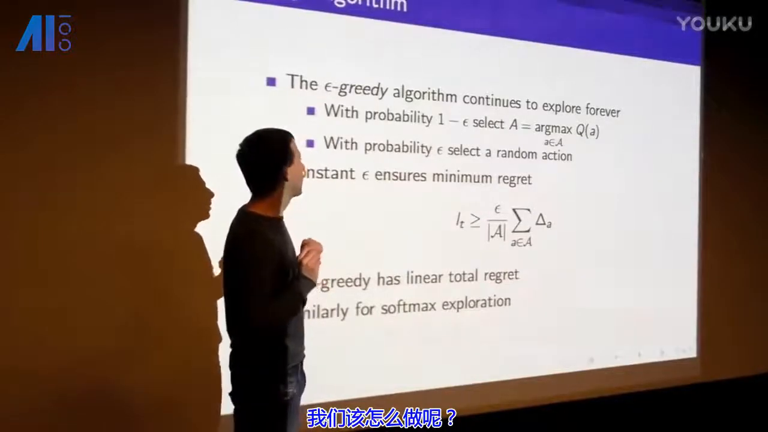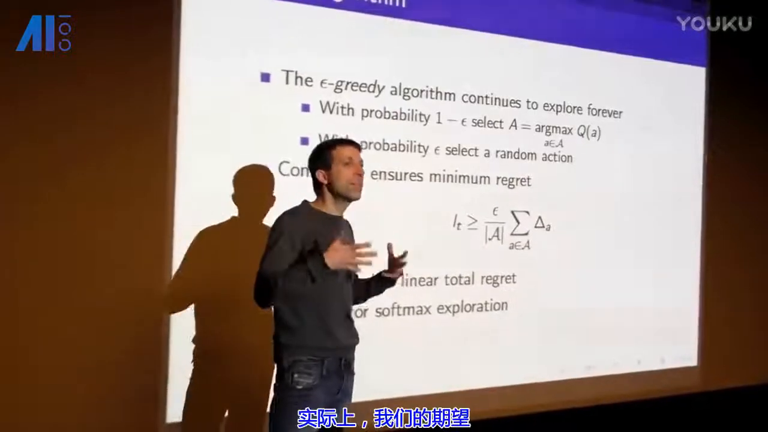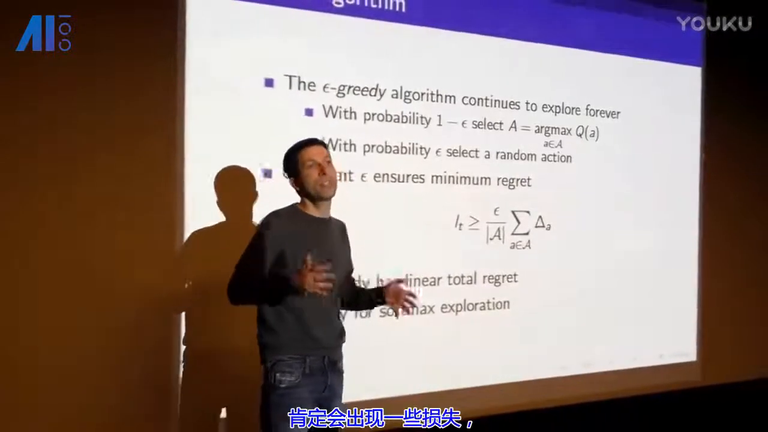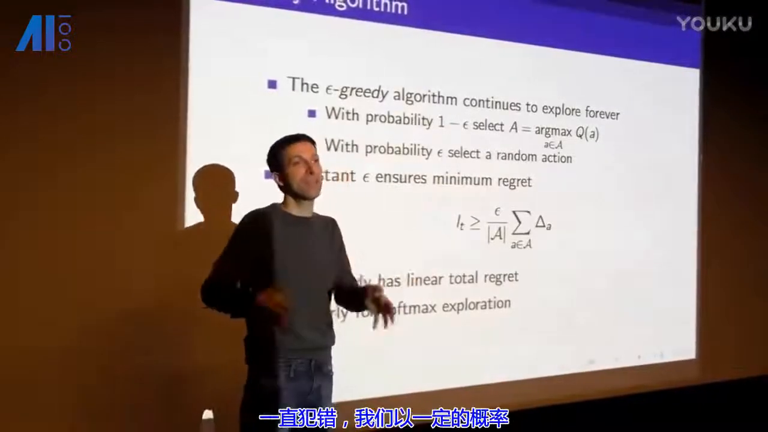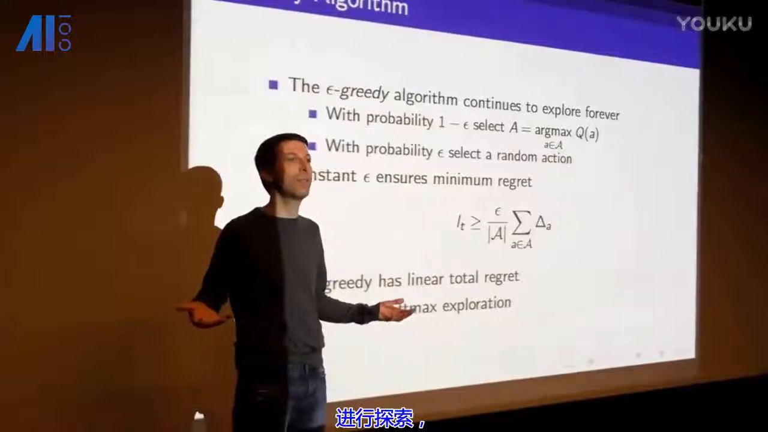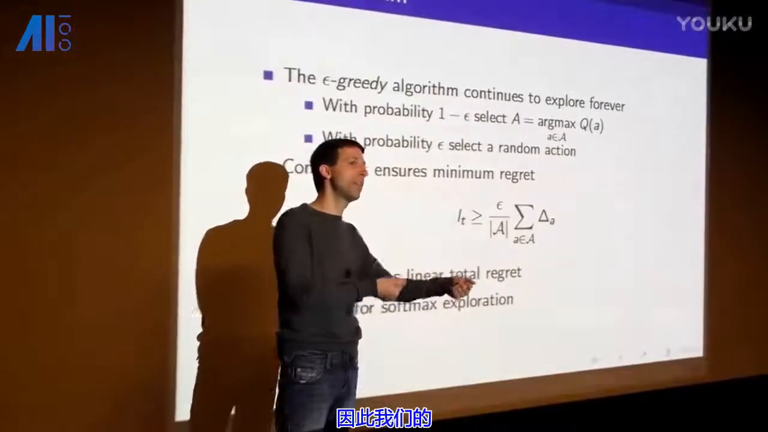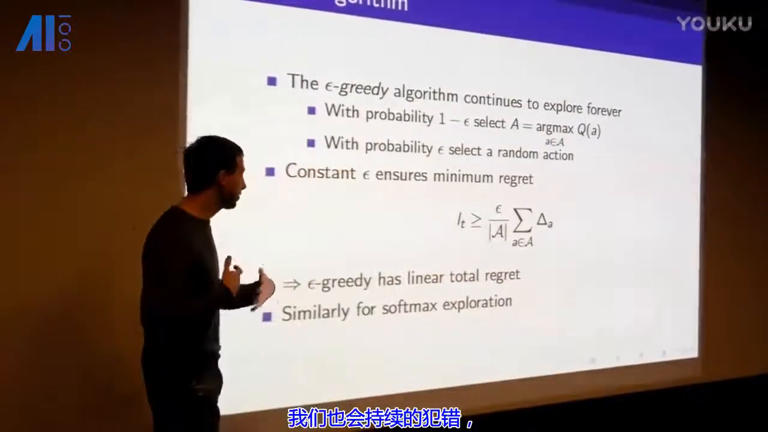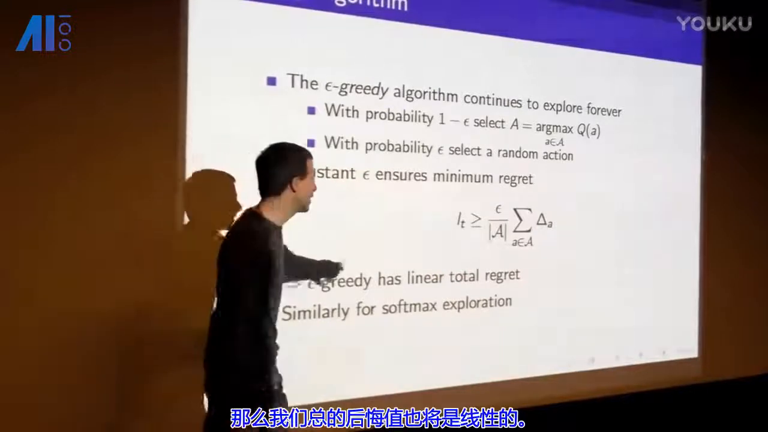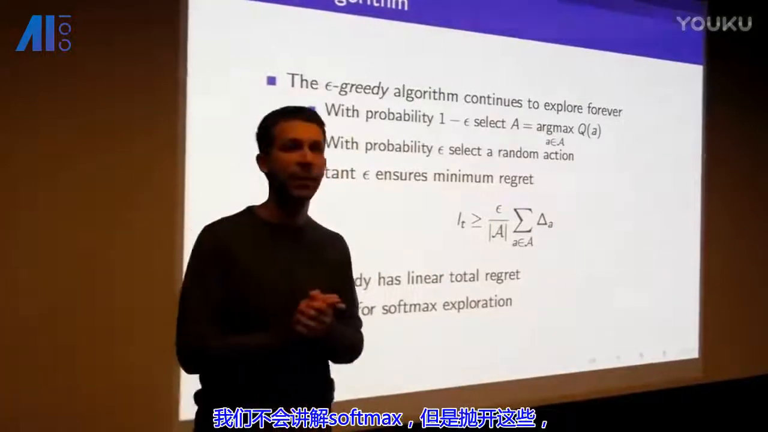So now, what do we do? Well, we can be absolutely certain that we're going to incur some loss in expectation. We're going to keep making mistakes over time because we're still exploring randomly. Every time we explore randomly, we're very likely to make some mistake and not pull the best arm. So we keep incurring regret and regret and regret. We keep making mistakes. And so this also has linear total regret. The same would be true for the softmax. I'm not going to go into the softmax here.